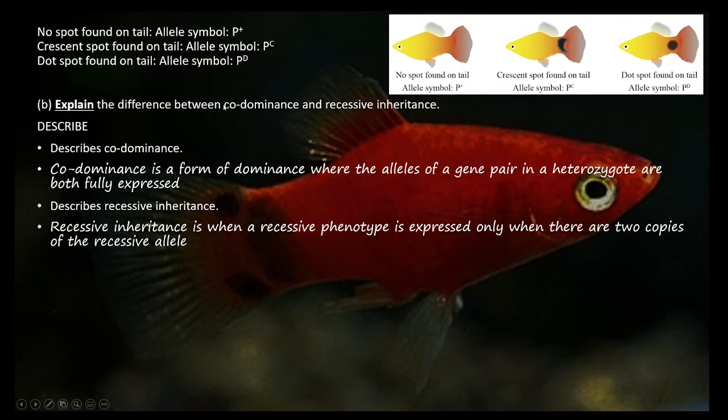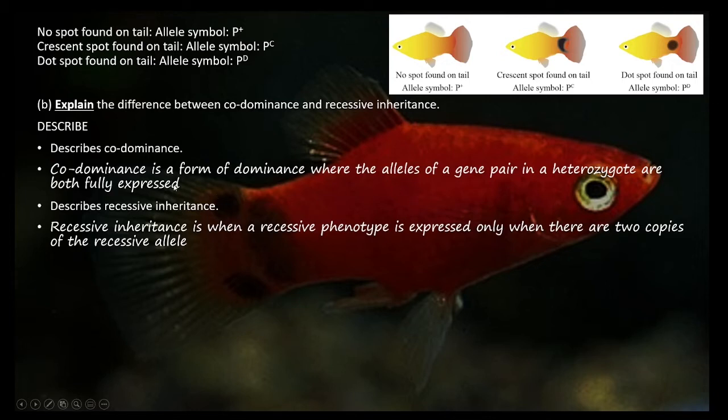Now, because you studied your definitions, you know that codominance, because remember, whenever they ask us a question, we start with the definition. So we describe codominance for achieved. Codominance is a form of dominance where the alleles of a gene pair in a heterozygote are both fully expressed in different areas of the animal.